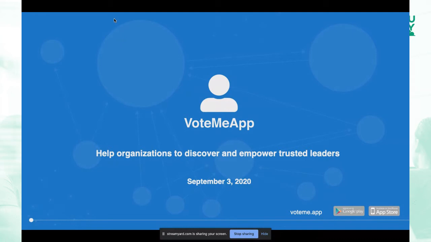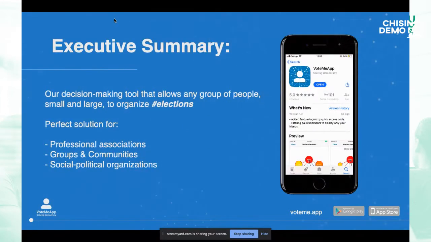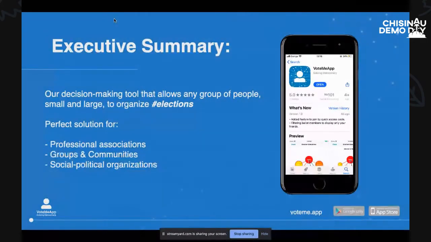Yeah, we are VoteMeApp. Our mission is to help organizations discover and empower trusted leaders. So basically, we're building a mobile app, a decision-making tool that allows any group of people, small or large, to organize elections. Our solution is perfect for professional associations, groups and communities, and social and political organizations.